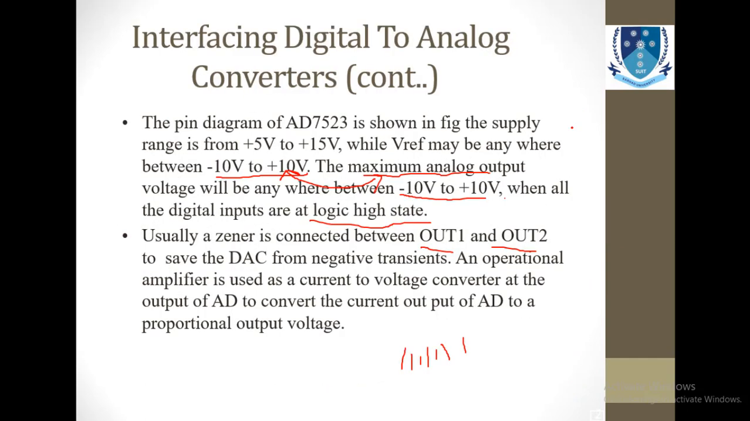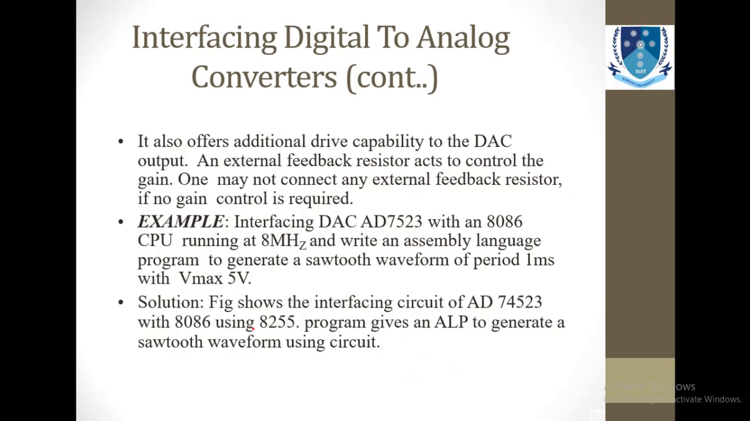Let's go back. You know that the Zener is now connected at the output to save the DAC converter from the negative transients. An operational amplifier is also used over here as a current to voltage converter at the output of this AD, to convert the current output of AD to a proportional voltage output, and that will be multiplied with the reference value in the output voltage.